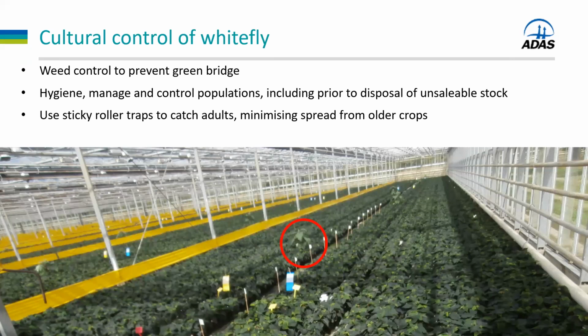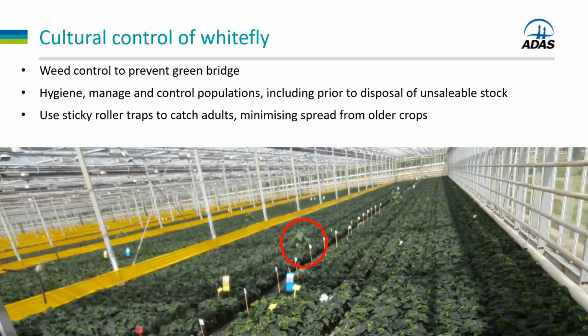So, and also I have had people that have had a batch of stock with a burden of whitefly, and they have actually sprayed it, even though they're going to dispose of it, to prevent that spread, given the mobile nature of the pest when the crop's disturbed for disposal. Also, you'll see here the yellow roller sticky traps that help to catch adults and control spread within the crop.